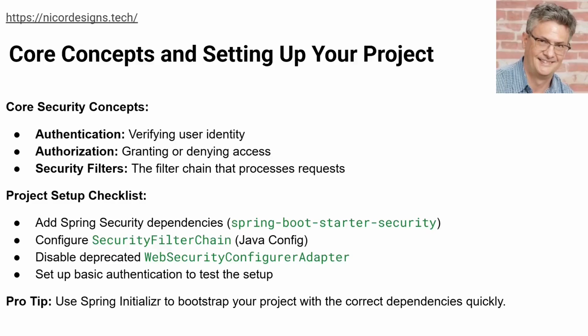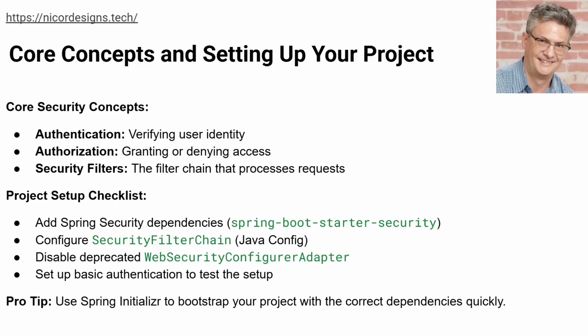The third key concept is security filters. Spring Security works through a customizable filter chain that intercepts incoming HTTP requests. Each filter performs a specific role, like checking for a login, validating a CSRF token, or enforcing role-based access. Understanding how this chain works is critical to customizing your application's security posture.